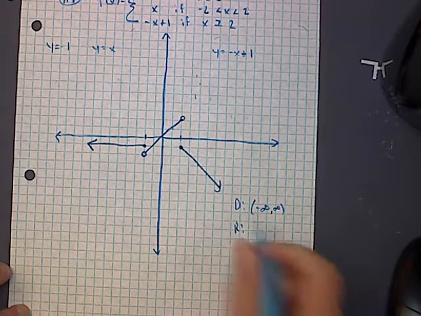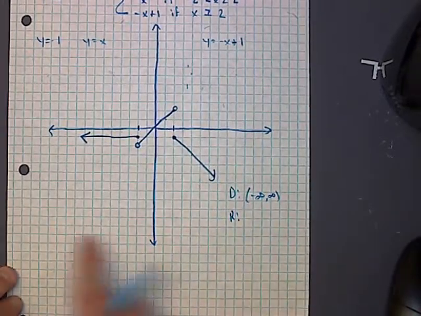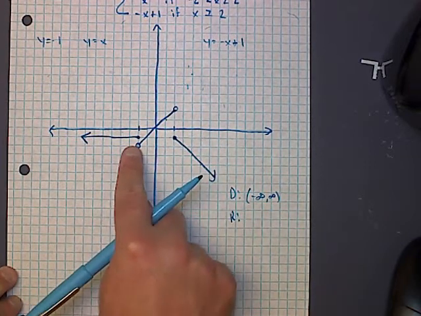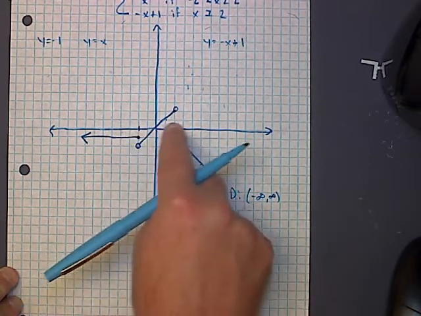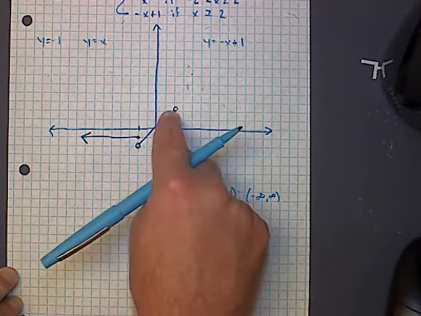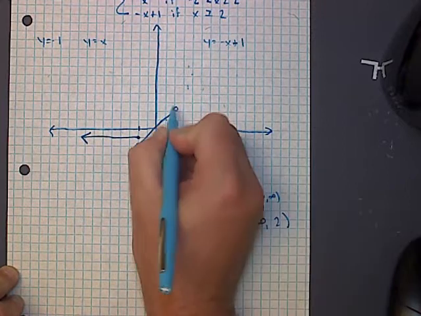Range. This arrow keeps going, so eventually it's going to hit it. Even though this is open here, it's closed over here, so we don't need a break until we get right here at 2. So it's negative infinity to 2, with a parenthesis, because that's open.